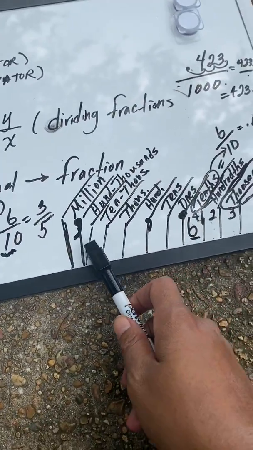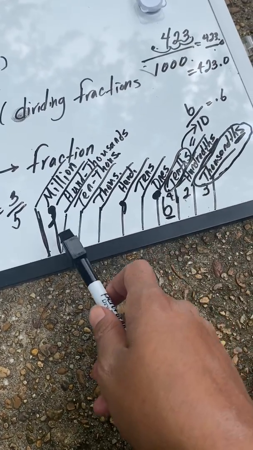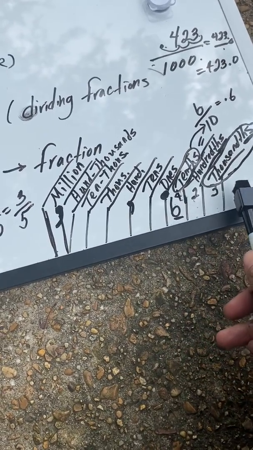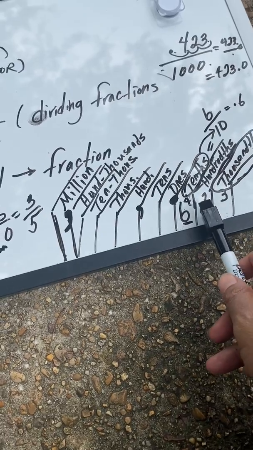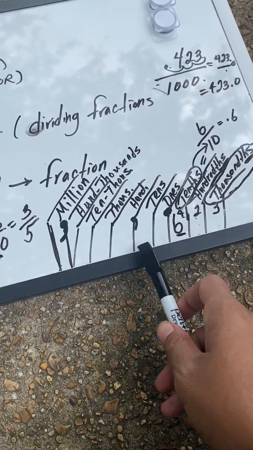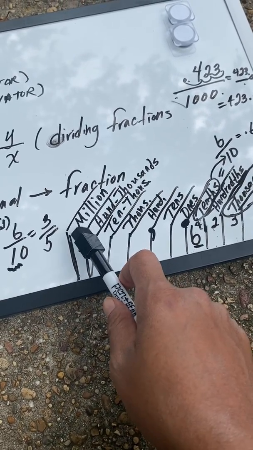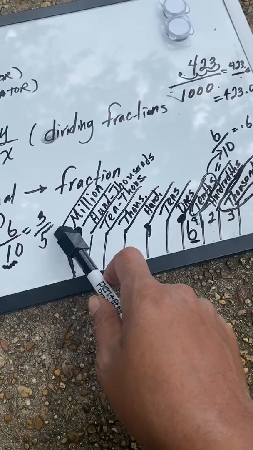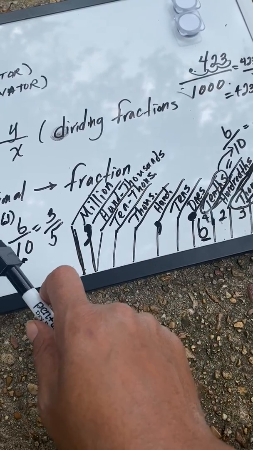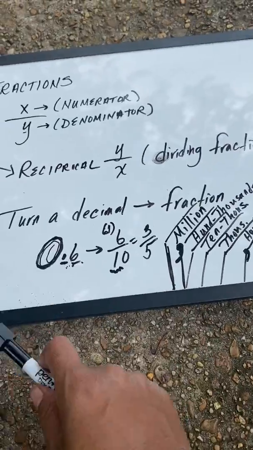So again, this is place value. You guys need to know it. Thousandths on the end, hundredths, tenths, and then ones, tens, hundreds, thousands, 10,000s, 100,000s, million, 10 million, 100 million, trillion. And it just keeps going and going.